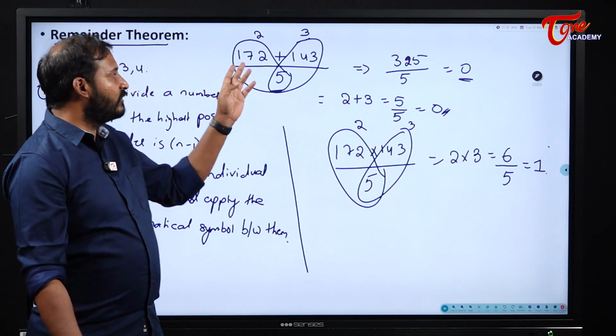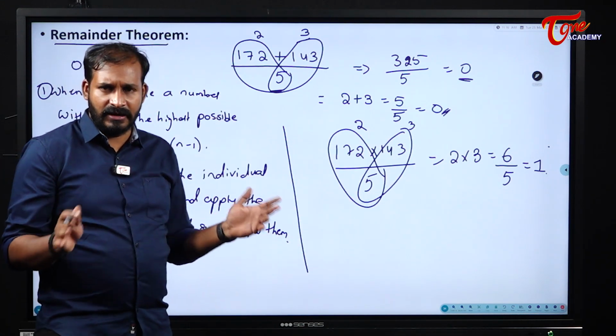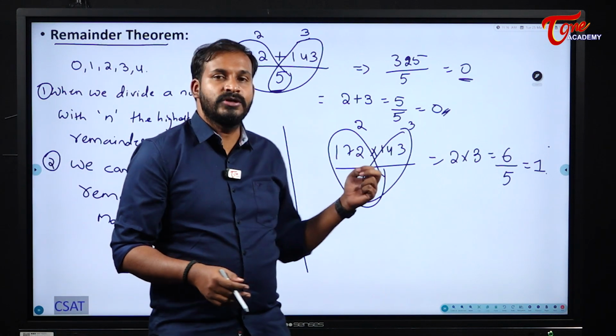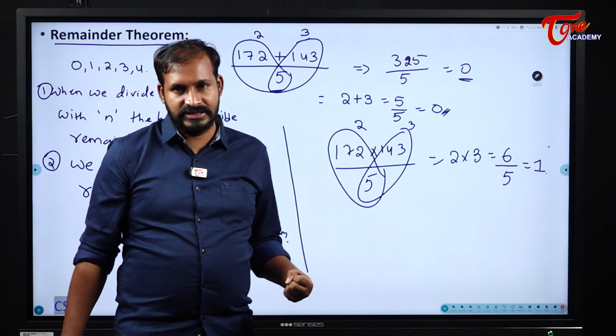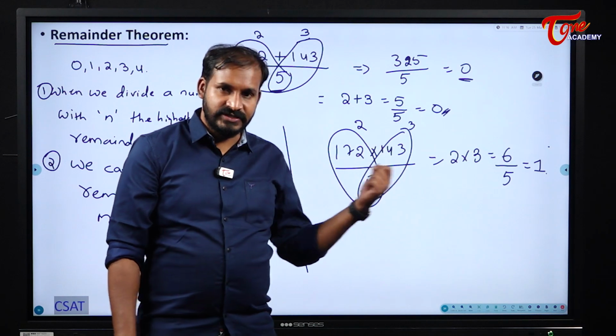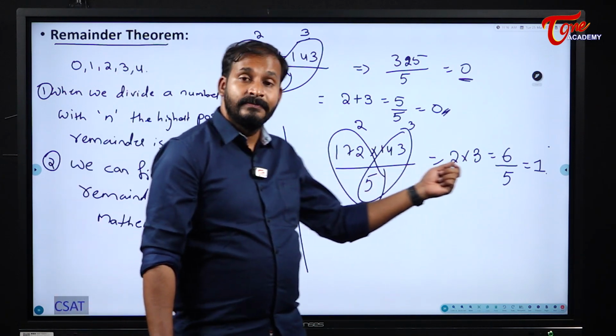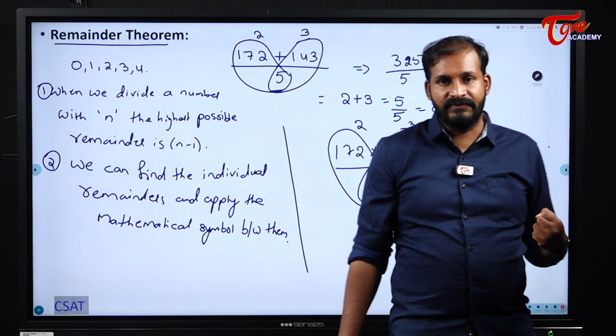So whenever you have any huge product or any sum or anything like this, usually find their individual remainders and apply the mathematical symbol between them.